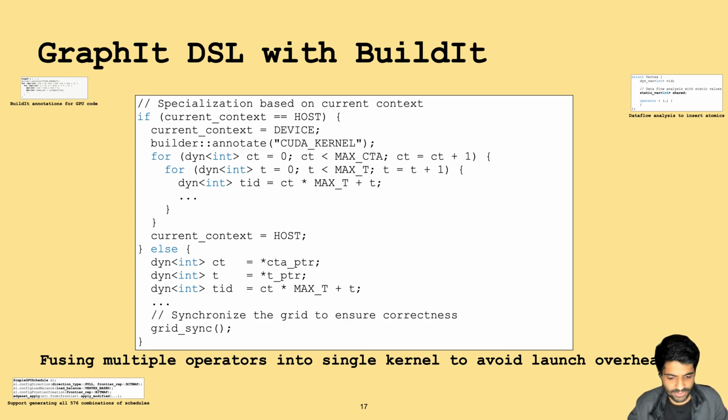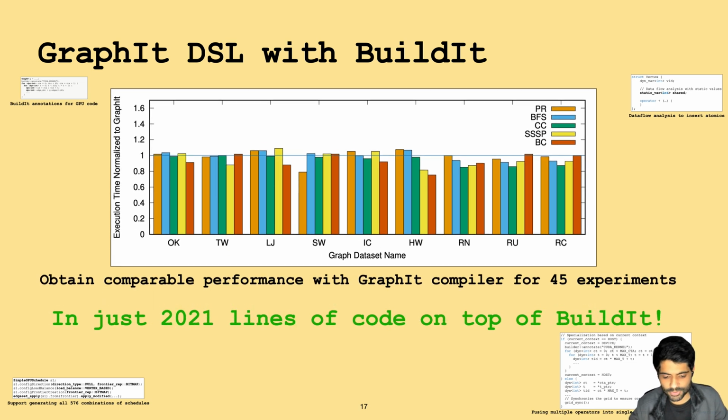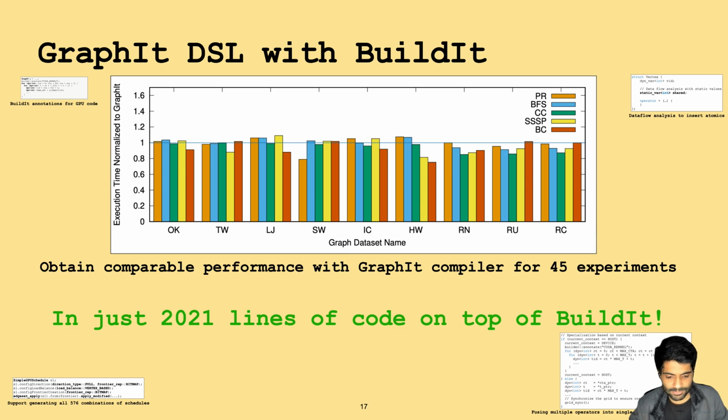All these techniques are explained in our paper with code examples and snippets. With all these combined, we are able to match the performance of the code generated by GraphIt on 5 algorithms and 9 graph inputs. But the most important aspect of this is that we are able to implement the whole DSL in only 2021 lines of C++ code on top of BuildIt, which is a mere 8% of GraphIt's GPU compiler code base. Besides being small, this implementation is like a graph library and not like a compiler, making it possible for any graph expert to use and extend as they wish.